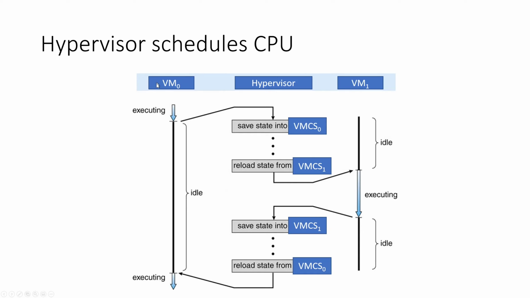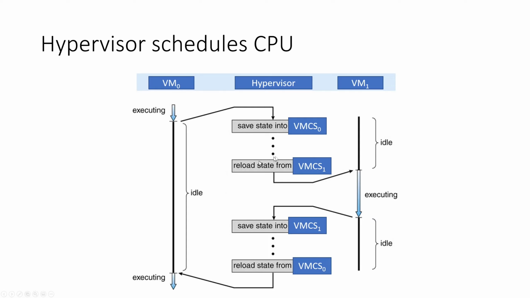So when VM0 is running, it keeps running until it needs to perform a privileged operation or when its time runs out. And then the control passes on to the hypervisor, and then the hypervisor will save the state of the virtual machine. And then the hypervisor can perform any tasks that it wants, like allocate memory to virtual machines, take care of input and output, and then it might decide to run a different virtual machine, like VM1. So it will reload the state of VM1 on the CPU, and then VM1 will run until its CPU allocation expires, or it needs to perform a privileged operation.